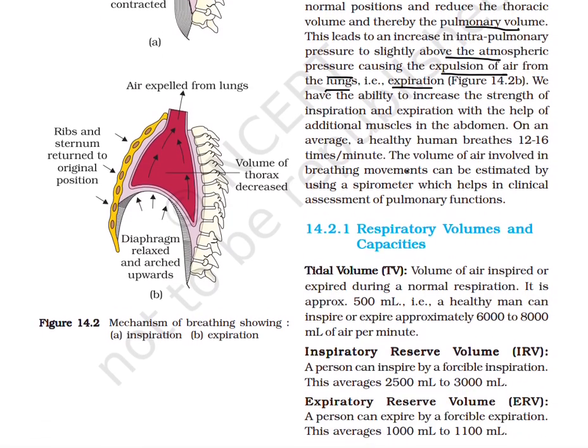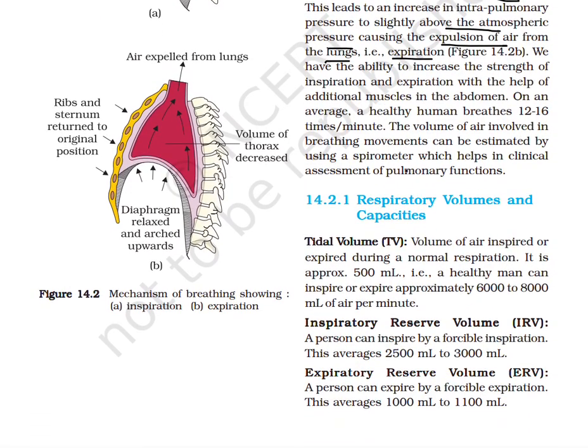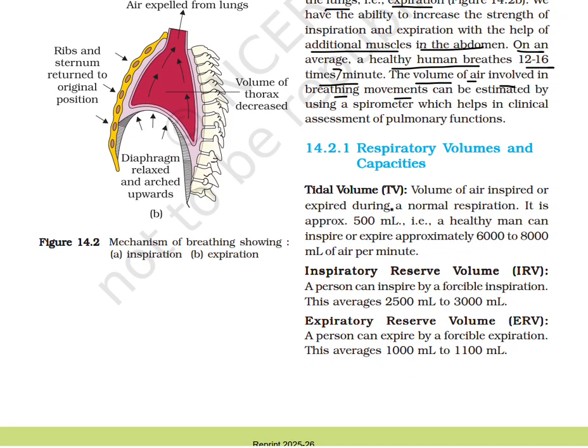We have the ability to increase the strength of inspiration and expiration with the help of additional muscles in the abdomen. On an average, a healthy human breathes 12 to 16 times in a minute. The volume of air involved in breathing movements can be estimated by using a spirometer, which helps in clinical assessment of pulmonary functions. Respiratory volumes and capacities.